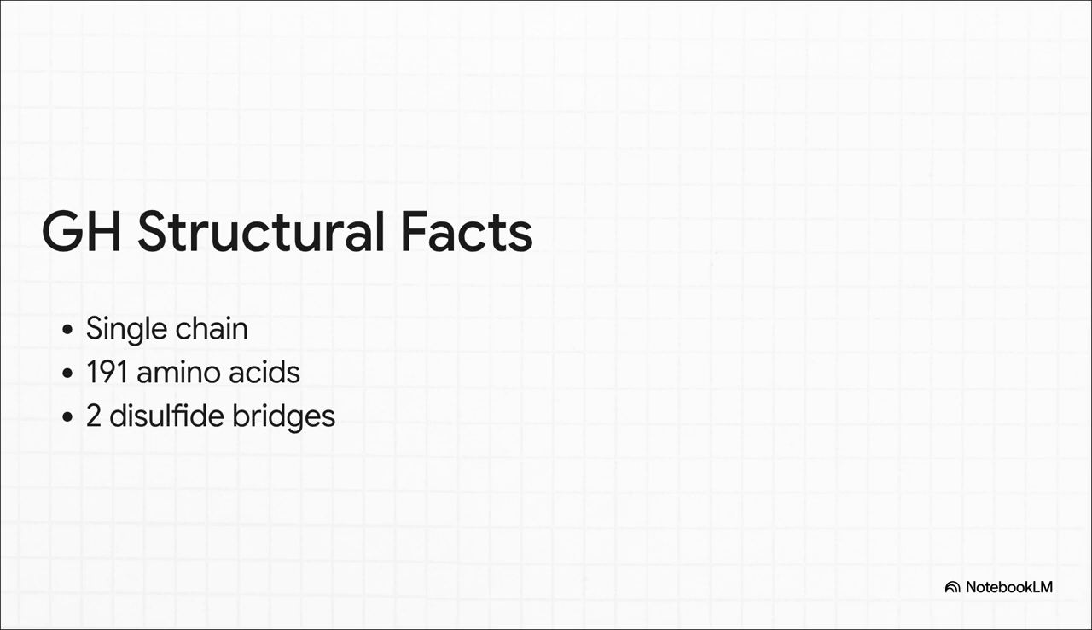Let's break down the exact structural blueprint here. Growth hormone is a single-chain polypeptide. It is precisely 191 amino acids long, weighing in at 21,500 Daltons. And to maintain that highly complex 3D shape, it's locked down tight by two intramolecular disulfide bridges. That precise folding is exactly what allows it to bind perfectly to cell surface receptors.